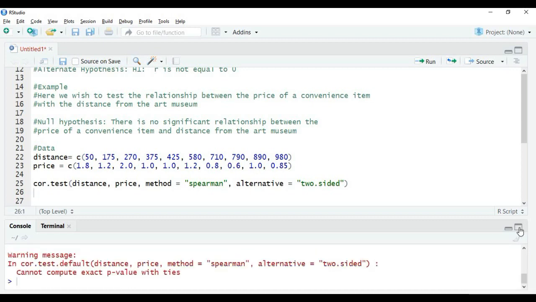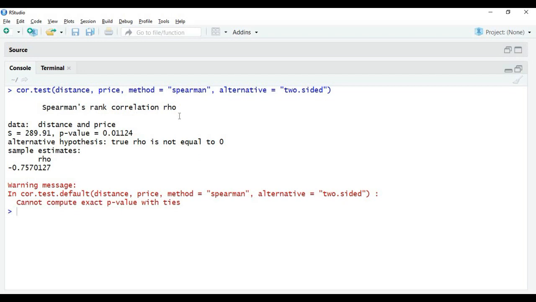This is the output I have, Spearman's rank correlation rho. Rho is the R that we get, the correlation coefficient. The data, the two variables, are distance and price. The p-value is 0.0124, which is significantly less than 0.05, my threshold. So the alternate hypothesis is true, that rho is not equal to 0, and the rho that we have calculated is minus 0.75, which is close to minus 1. That is to say, the relationship between the two variables is negative. When I say the relationship is negative, if one increases, the other decreases.